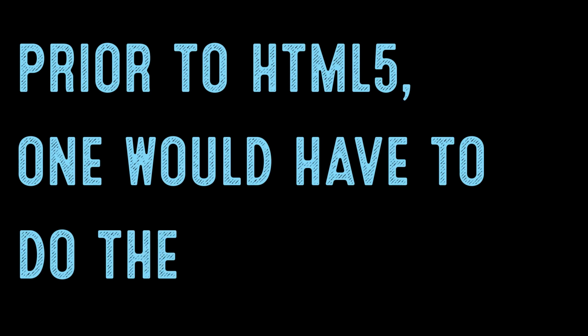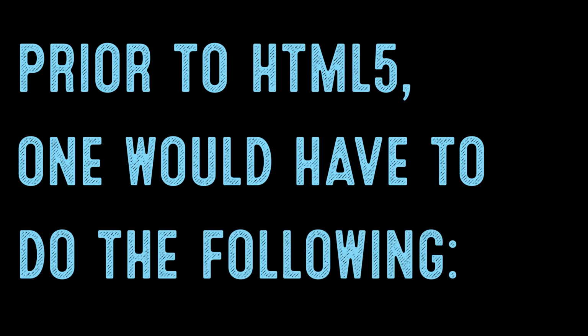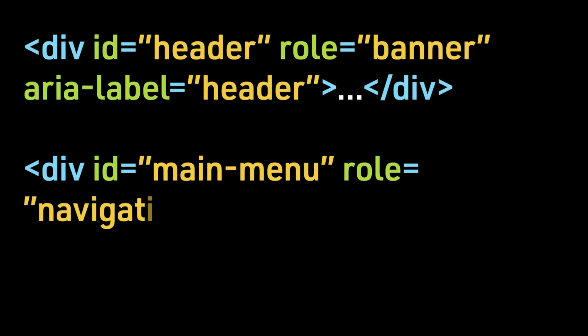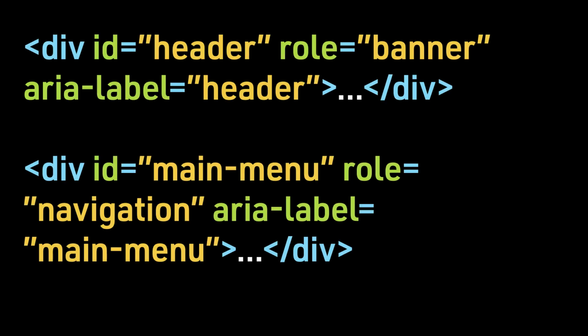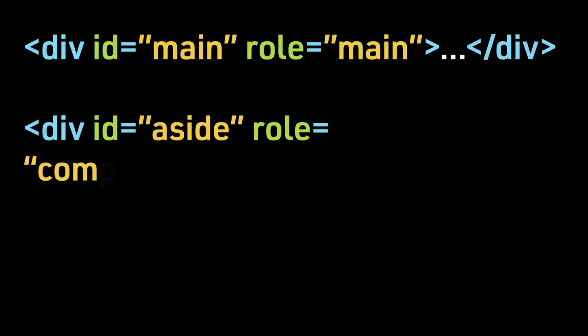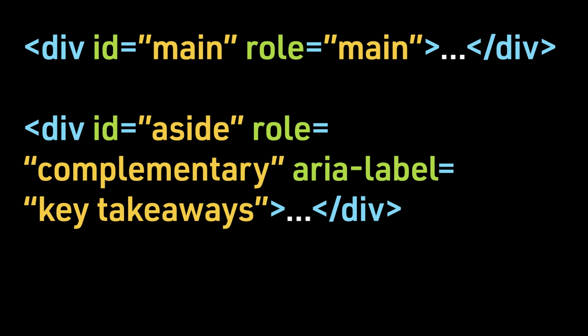Prior to HTML5, one would have to do the following. Div, ID equals header, role equals banner, ARIA label equals header, end div. Div, main menu, role navigation, ARIA label main menu, end div. Div, ID main, role main, end div. Div, ID aside, role complementary, ARIA label key takeaways, end div.